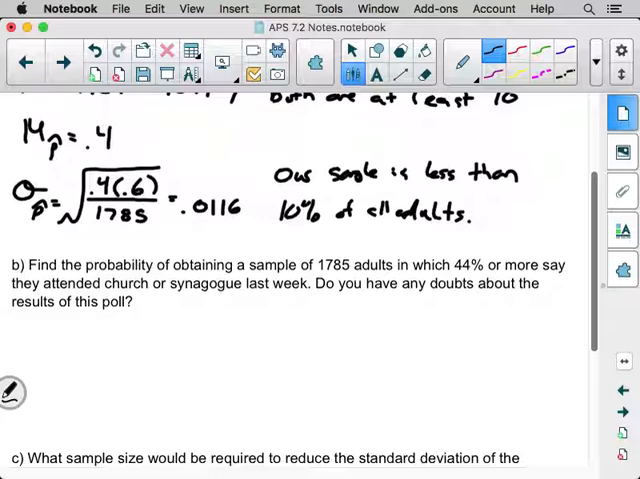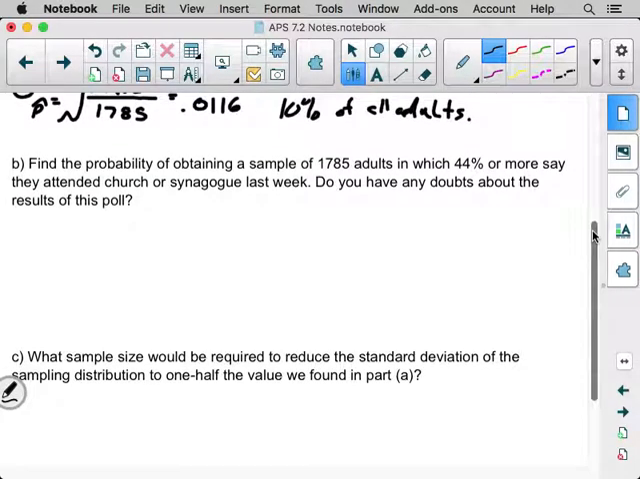So, find the probability of obtaining a sample of those adults in which 44% or more say that they attend church or synagogue last week. Do you have any doubts about the results of this poll? All right, so now we did a sample, and now basically isn't B asking us how rare is a sample? If it truly is 40% of people go to church or synagogue each week, how rare is our sample of getting 44%?